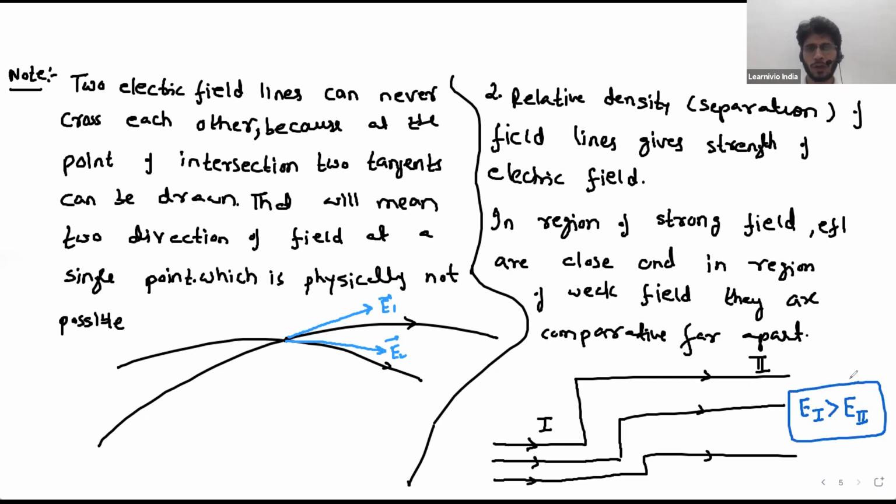So in region 1, field lines are close, so the strength is higher. In region 2, they are comparatively far apart, so the field is comparatively weak. So in region 1, the field is strong, and in region 2, it's comparatively weak. Is it clear? Yes, sir. Okay, just note it down. Then move on to the next property.